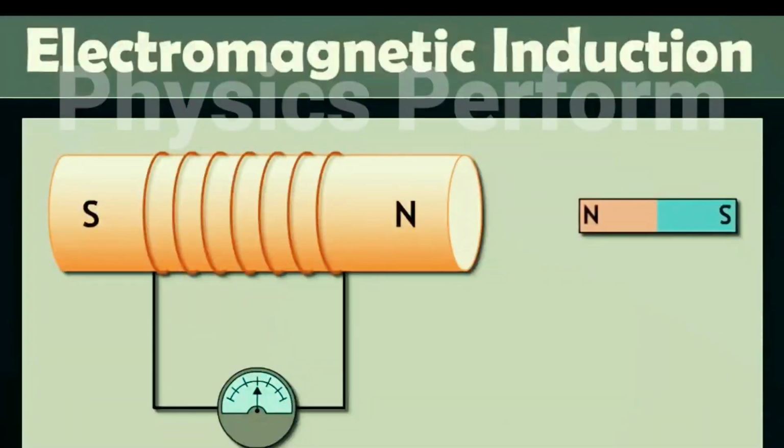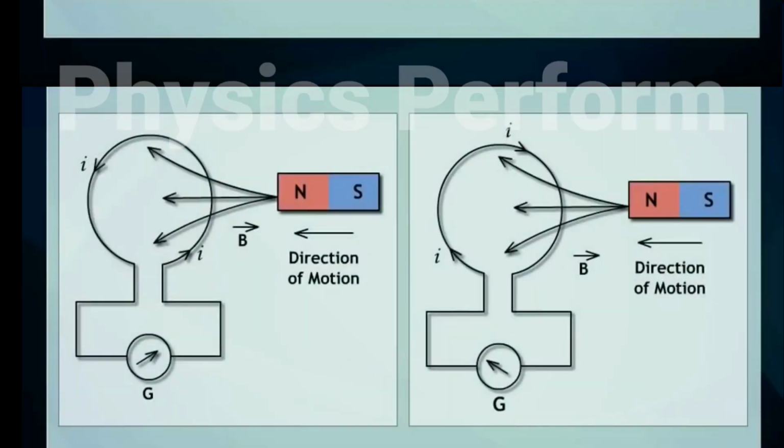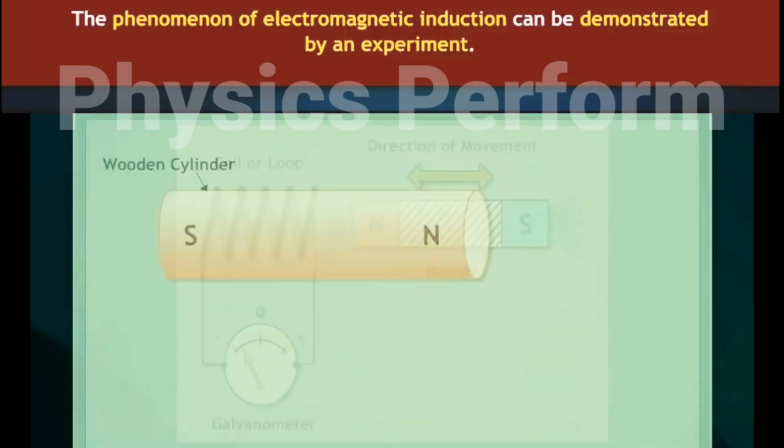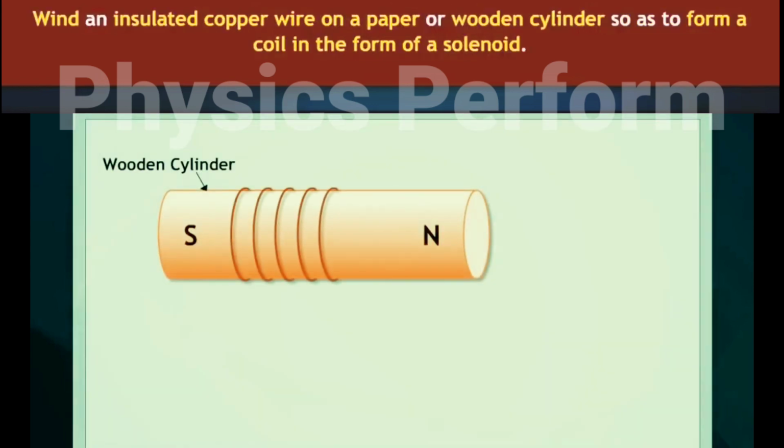Electromagnetic induction. In this lesson, we shall learn about electromagnetic induction. The phenomenon of electromagnetic induction can be demonstrated by an experiment. Wind an insulated copper wire on a paper or wooden cylinder so as to form a coil in the form of a solenoid.